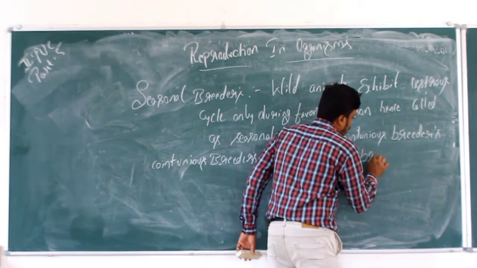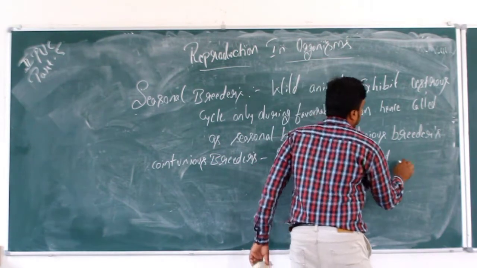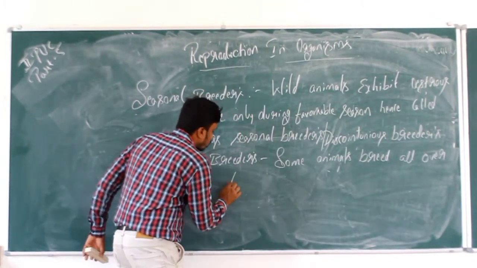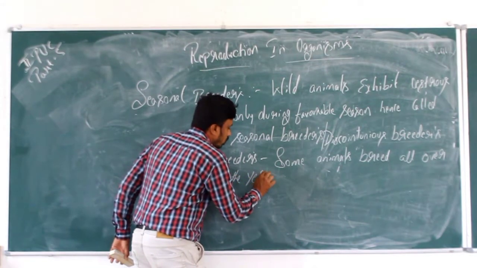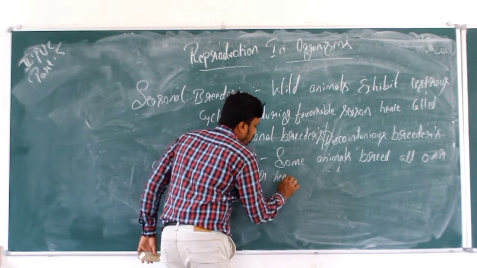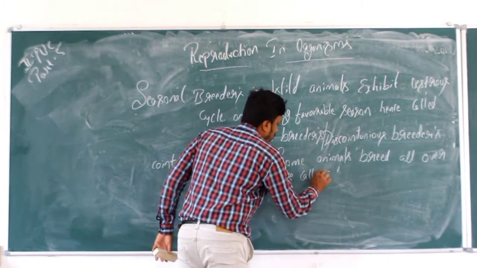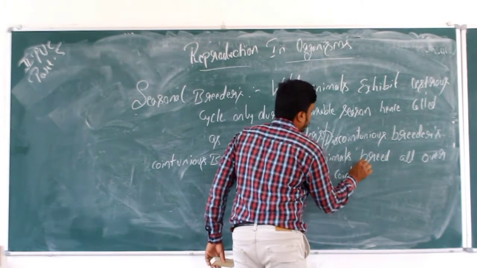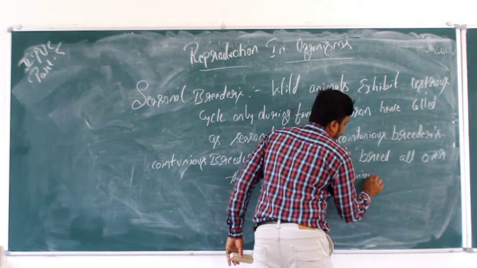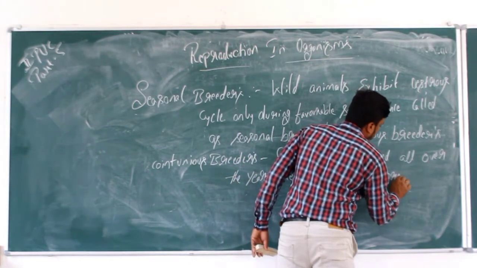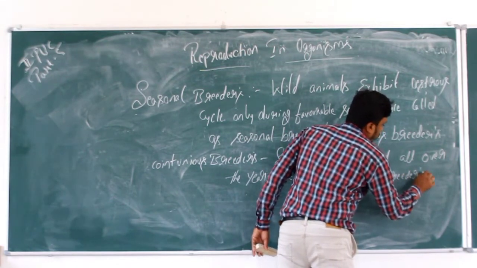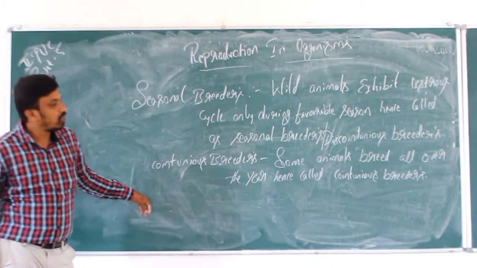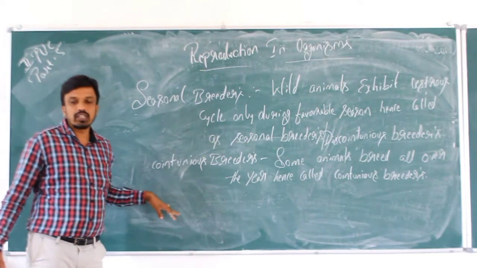Some animals breed all over the year, hence they are called continuous breeders. So, seasonal breeders or discontinuous breeders, and continuous breeders.